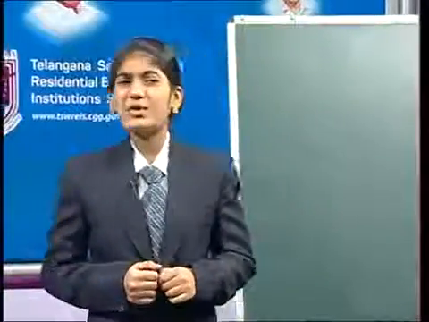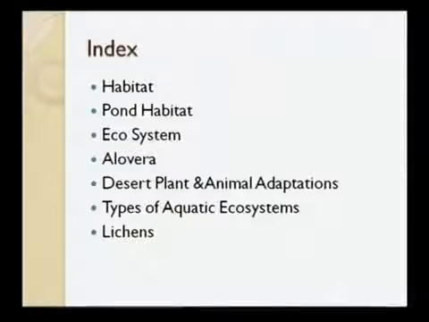So friends, let us see what we are going to learn. So let us move to the screen please. So friends, look at here. Now we are going to learn about habitat and pond habitat and about ecosystems, aloe vera adaptation and desert plants and animals adaptation and types of aquatic ecosystems and lichens. Friends, these are the topics now we are going to learn.